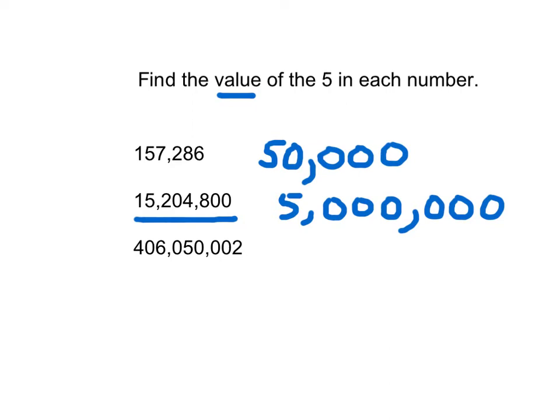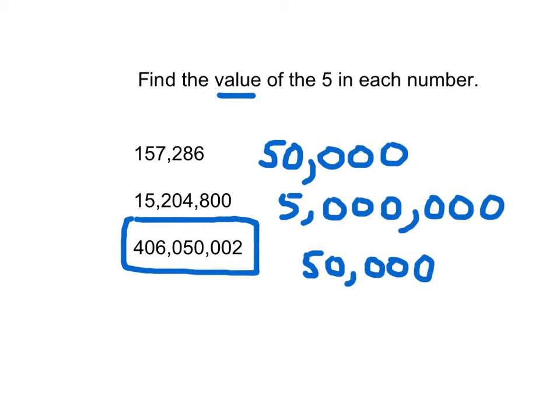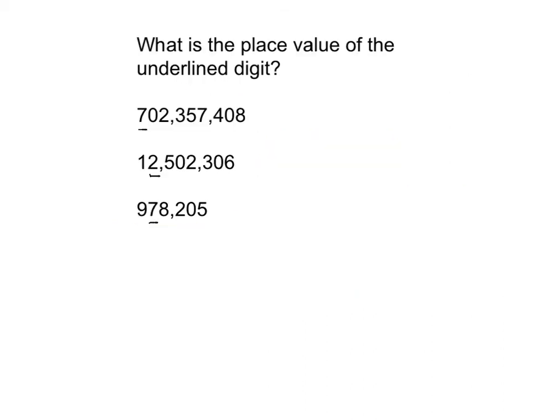For that final number, what number do we have? Remember, try not to say "and." So we have 406,050,002. And the value of the 5 is just 50,000. So that's one type of problem we might face. In this type of problem, it's asking you what the place value of the underlined digit is.